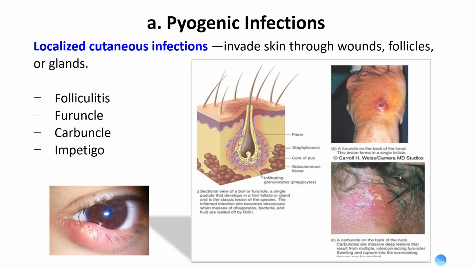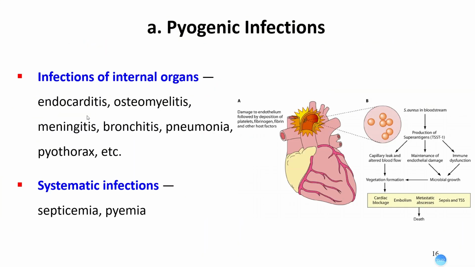This is the pathogenic infection on the skin, but pathogenic infection can also happen in internal organs, like in the heart, or in the lung, or even in the brain. That's a deeper infection in our body. Such as in the heart, the bacteria might form biofilm. That's a serious problem. And it can also cause systemic infection, causing septicemia and pyemia.